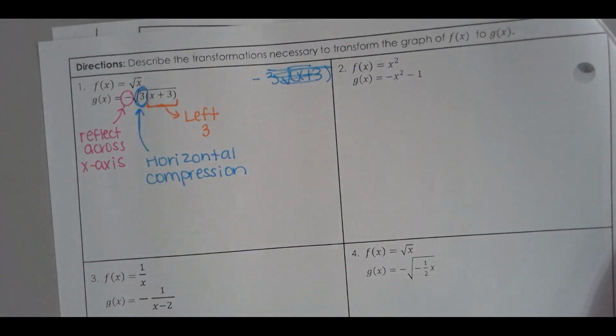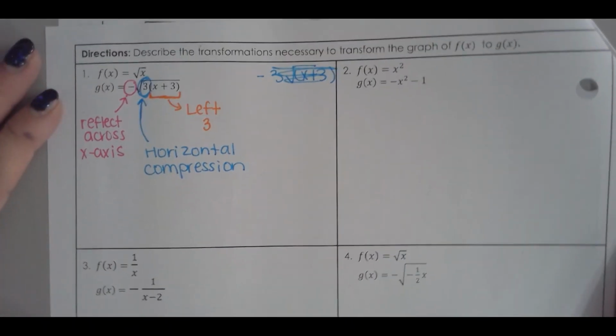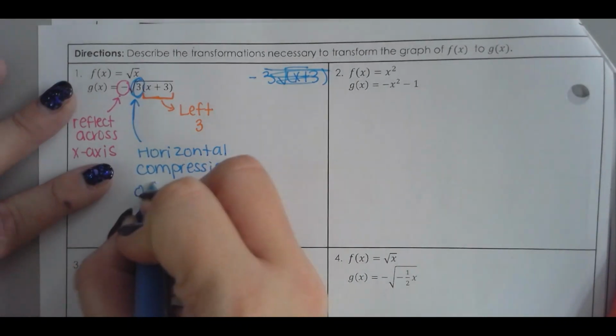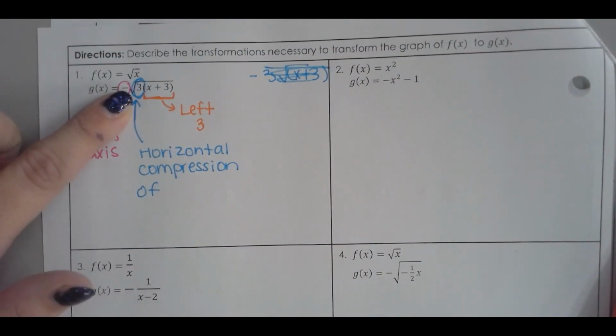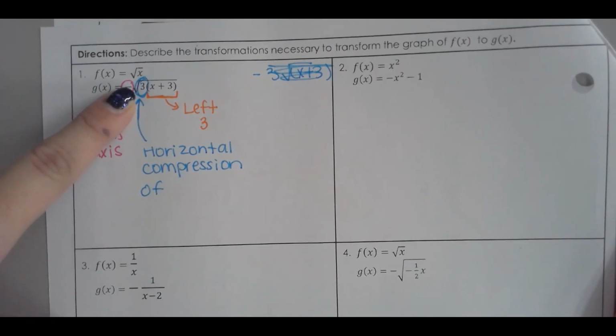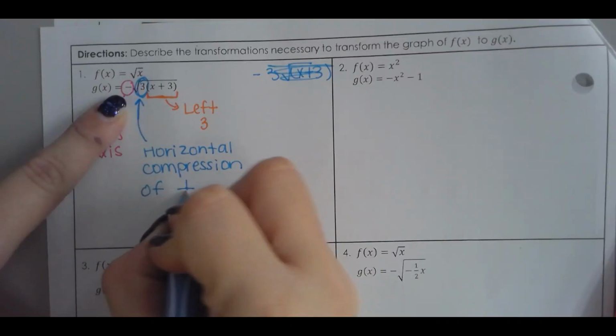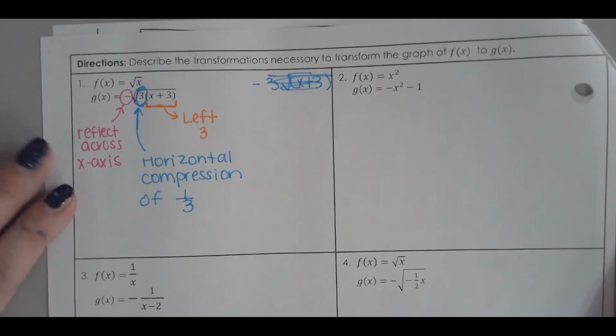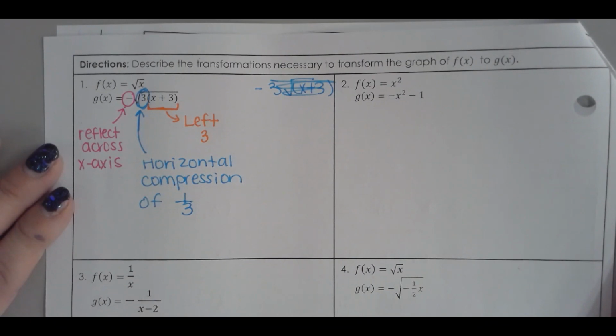We'll do some more examples, and if we still need some more after this, I'll pull some more up. So horizontal compression of that 3 is considered my B. That's the number being multiplied. So horizontal compression, it's 1 over B. So a horizontal compression of 1/3. So that's what all is happening. We'll keep doing some examples.